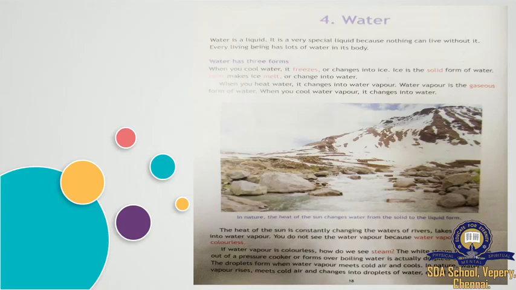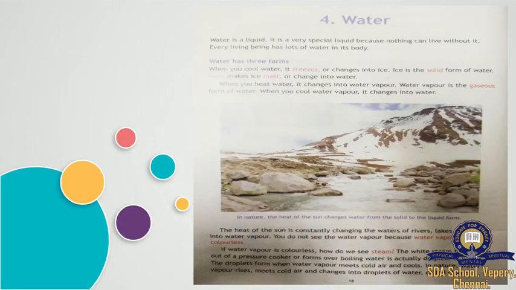The heat of the sun is constantly changing the waters of rivers, lakes, and oceans into water vapor. You do not see the water vapor. Why? Because water vapor is colorless. If water vapor is colorless, how do we see steam?